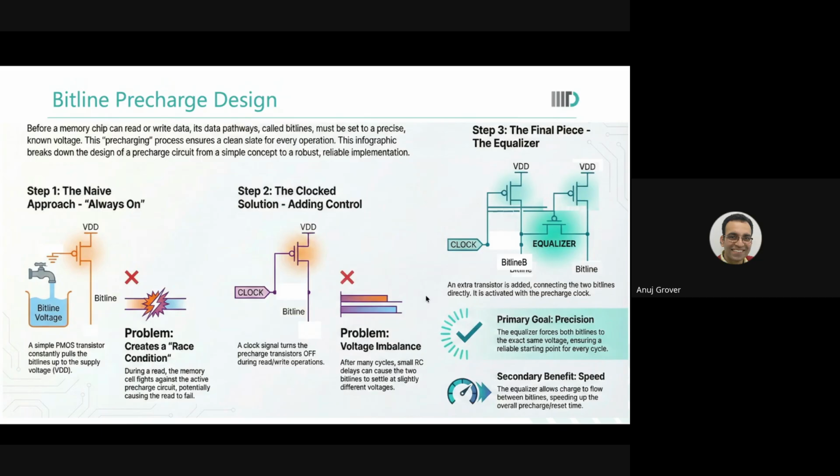Why? Equalizer is also MOSFET, right? So if suppose we have VDD on one side, it will give VDD minus VT, or it will also have some change. So she's saying because the equalizer is also a MOSFET, and then she added that if we give VDD on one side, it will give VDD minus VT on the other side.